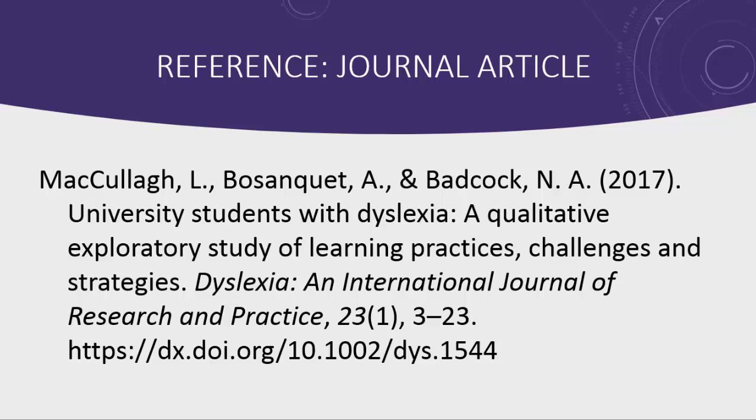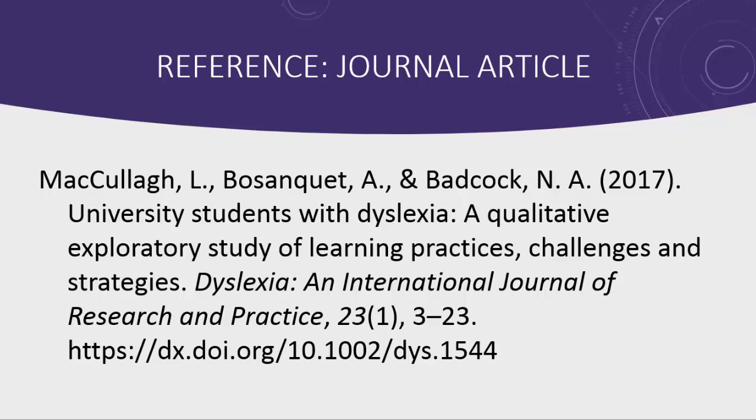The journal title is in italics because it is the title of the whole journal, the whole work. The article title is not in italics because it is a piece of a whole. It is a piece of the journal. After the journal title, we have a space, and then we have the volume number. The volume number, 23, is also in italics. The number in the parentheses, 1, is the issue number. The issue number is not in italics.